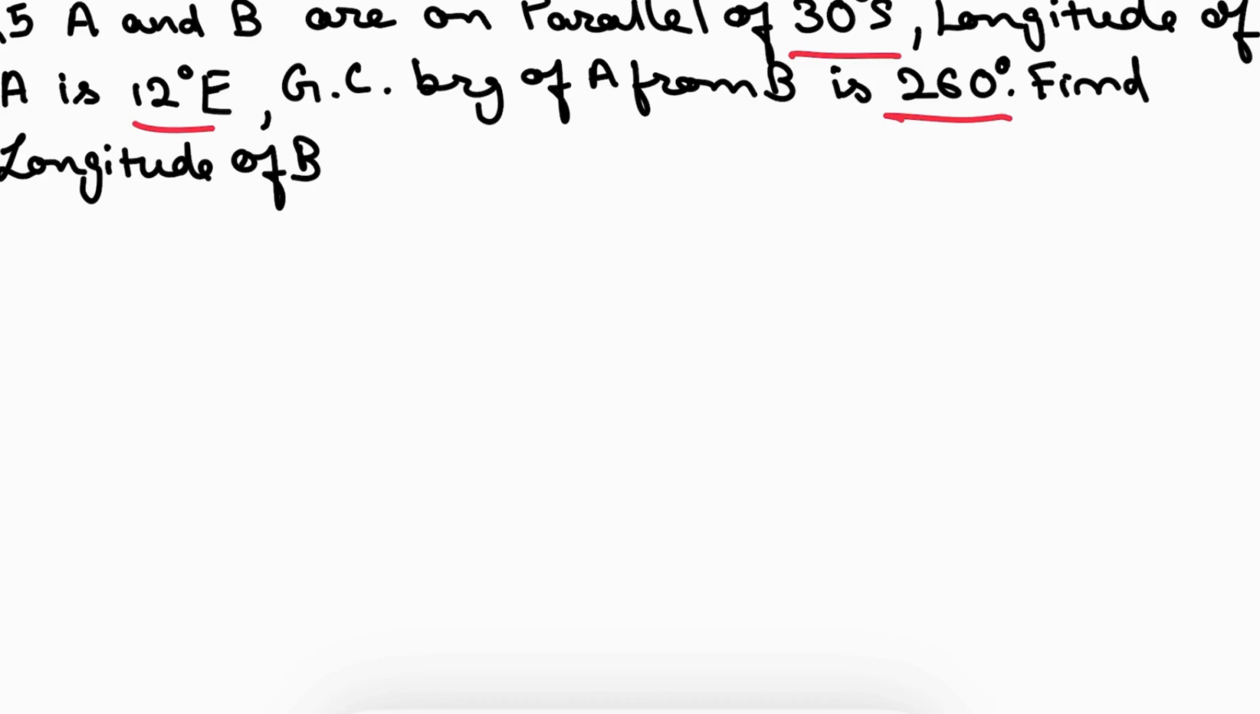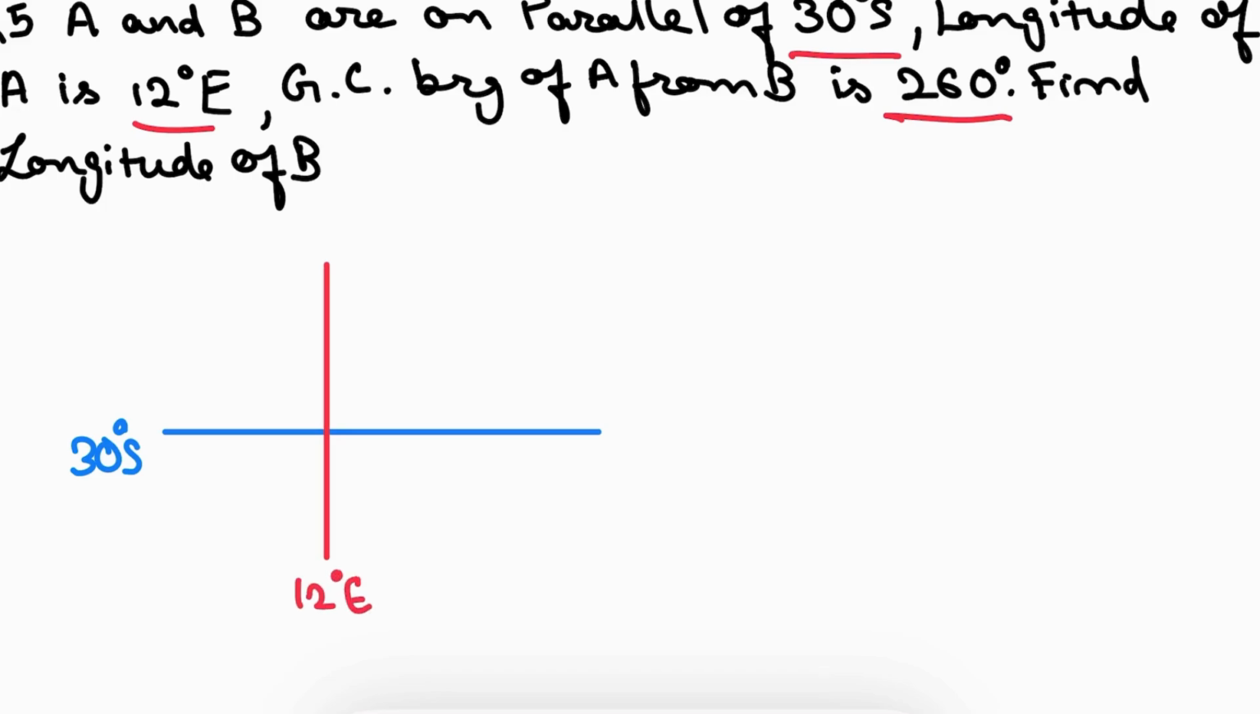So if we say that this is the 30 degrees south parallel of latitude, and we have one longitude which is 12 degrees east. Because the direction of A from B is westerly, 260 degrees, we know that the point A is west of the point B. So let's say this is the longitude of B. So we have to find out this longitude, right?